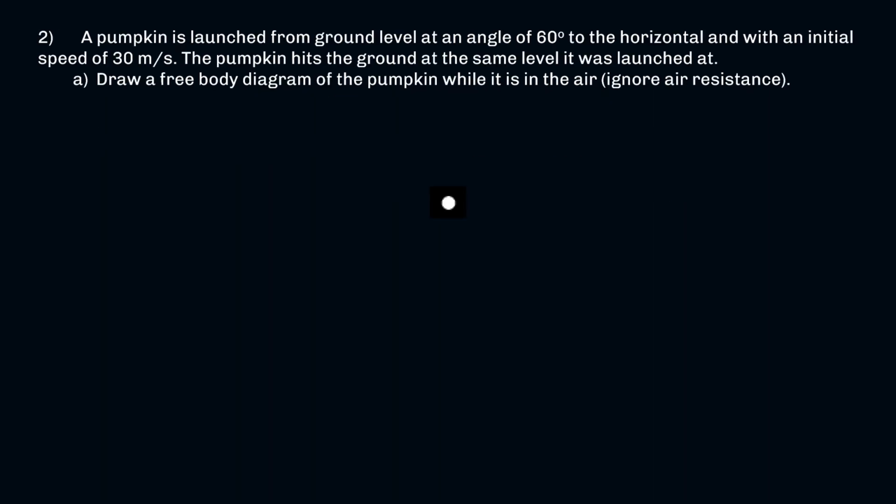All right, so example number 2, this one's going to be a launched projectile. We're going to start off again with our free body diagram. The situation as described is a pumpkin is launched from ground level at an angle of 60 degrees to the horizontal with an initial speed of 30 meters per second. The pumpkin hits the ground at the same level it was launched at. So that's going to be important for our final velocity of the pumpkin.